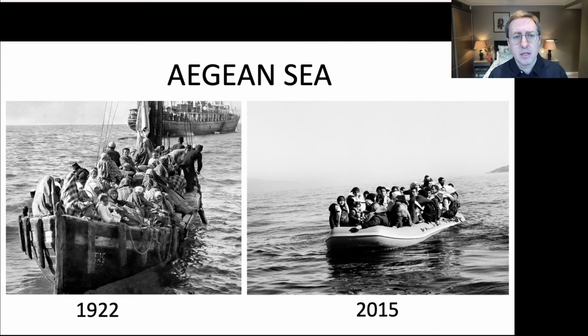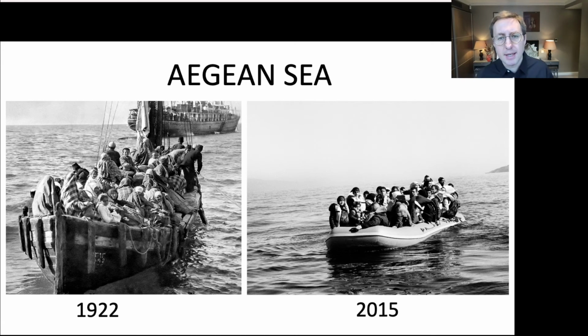The picture on the left is refugees coming from what ended up becoming the Turkish state in 1922 to Greece. There was a war between Greece and Turkey that produced a lot of refugees. Orthodox refugees came from Turkey to Greece, and there were also refugees going from Greece to Turkey. And then in 2015, Syrian refugees came through to Europe via the Aegean Sea.